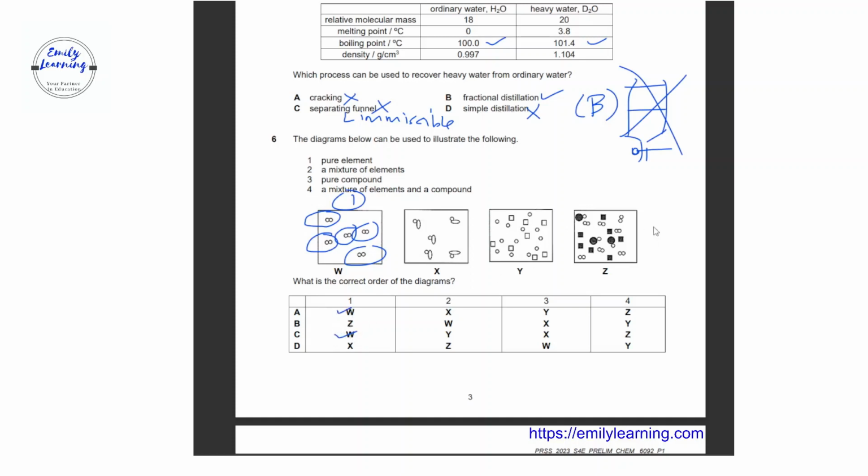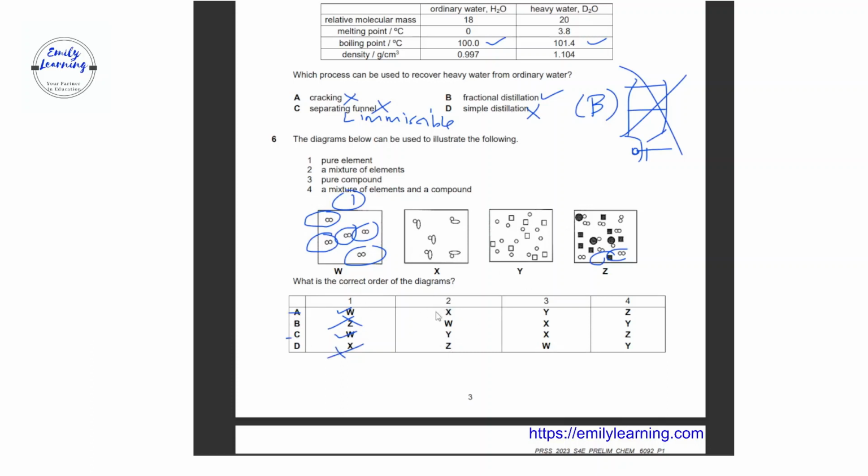Let's look at Z. Z is definitely not. You have compound and element mixed, so it is a mixture. You see this and this, they are different, right? So when you have many different types of compounds or elements mixed together, it is a mixture. So Z is out. Okay, X is a compound because 2 different types of elements make up a molecule. So X is also out. So we are left with option A and option C, right?